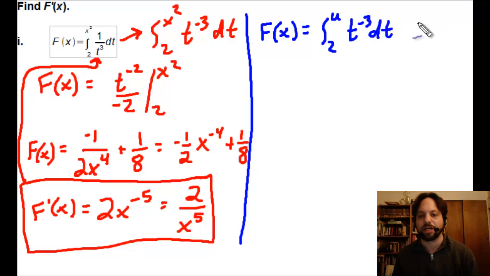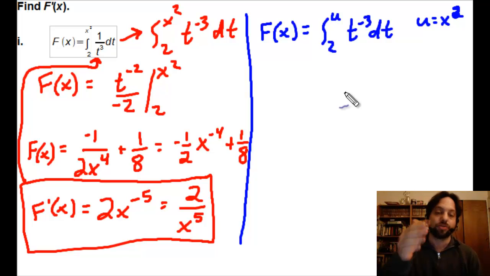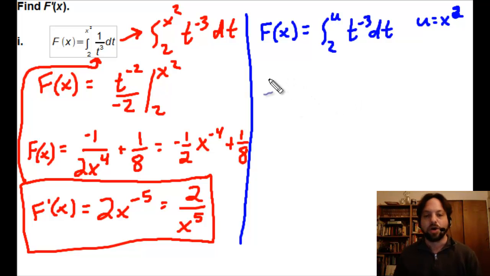And we'll do this with the understanding that u equals x cubed. Rather, u should equal x squared. That's our upper bound. Now, if we go ahead and use our second fundamental theorem of calculus, which I have written right here, and we are going to use the general form of this, what we're going to end up with is the derivative with respect to u of this function that we have right here.